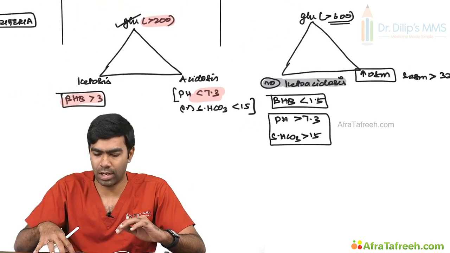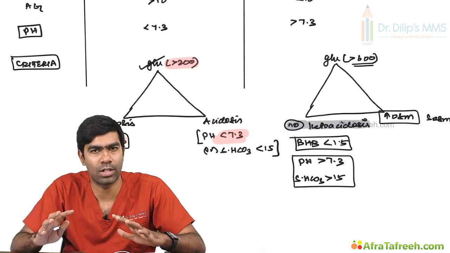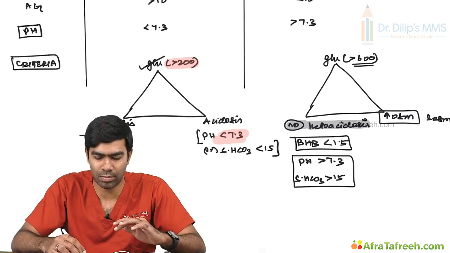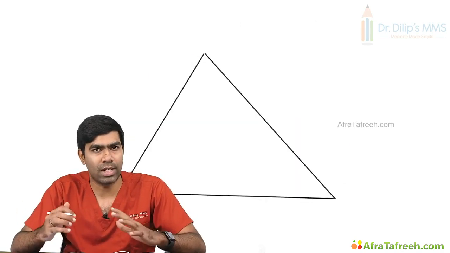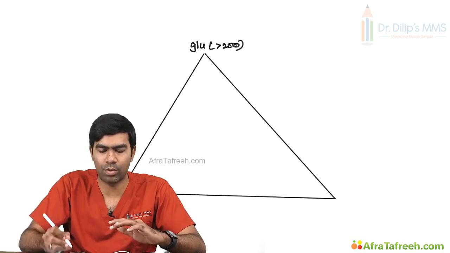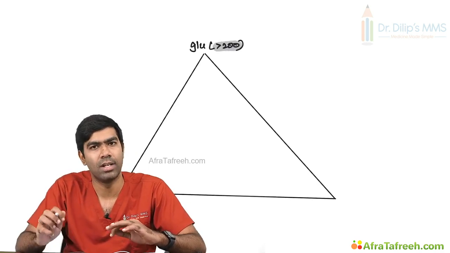Having known about the differences between DKA and HHS, we have to discuss DKA in slightly more detail because there are some classification systems also. So what are the 3 quintessential features of DKA? We know a glucose more than 200 is enough to diagnose a DKA, because the most important feature of DKA is not the hyperglycemia, it's the ketoacidosis.